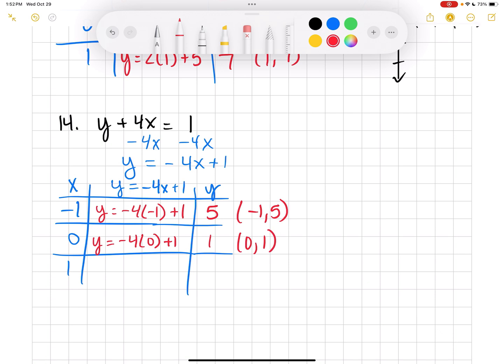And then lastly, we do 1. So y equals negative 4 times 1 plus 1. What do I get when I do that? Negative 3. So this is 1, negative 3. All right, so again, setting up my graph over here. Now, this one is going to go down into the negatives, so I need to just make sure that I pay attention to that as I set it up.